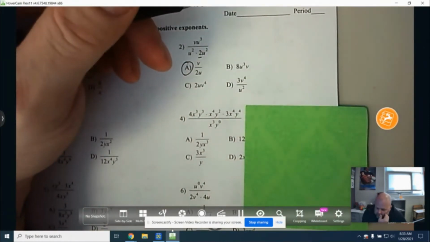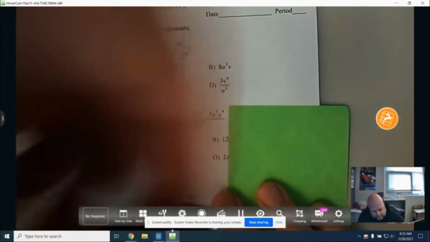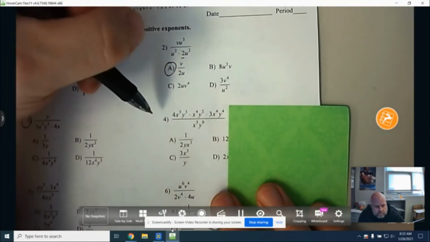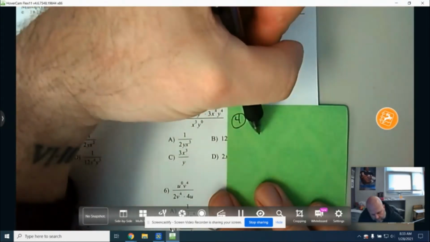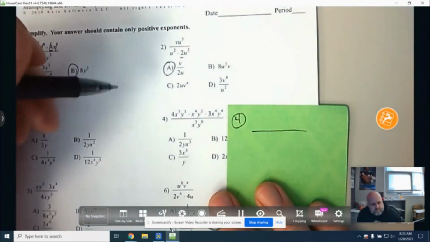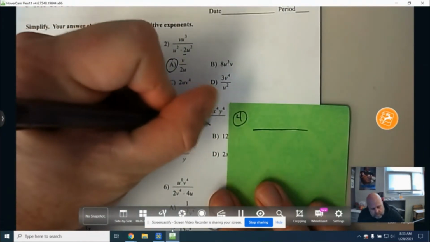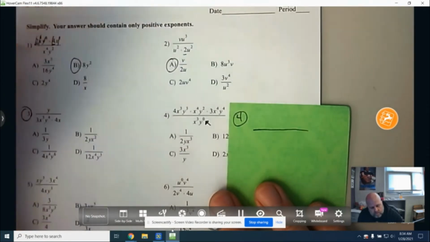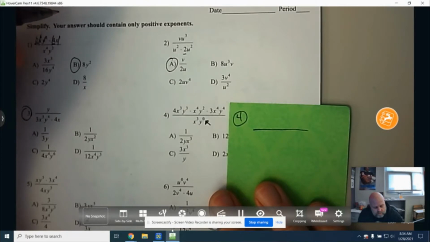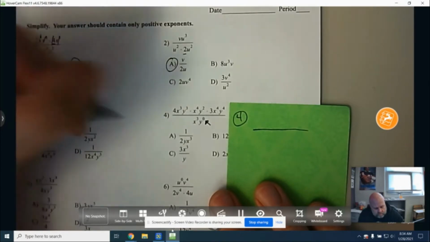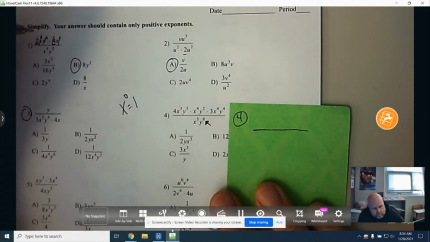Number 4 looks like a pretty long problem here. So if you're looking at the bottom, you see it doesn't have a whole lot of terms. Up top, there's a whole bunch of terms. So I'm going to come over here, put my fraction bar. Now I'm looking at the bottom, and the new part that we haven't seen before is this, a 0 exponent. A 0 exponent. So anything to the 0 power equals 1.